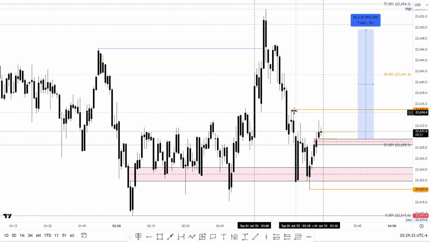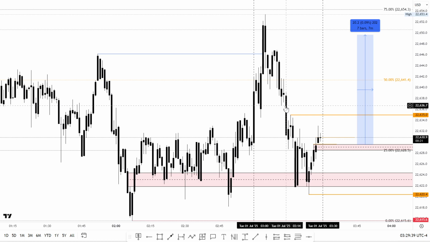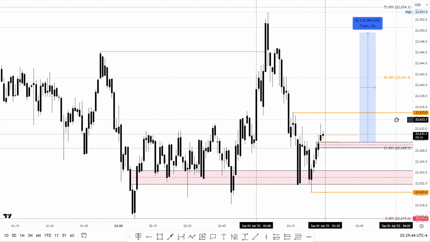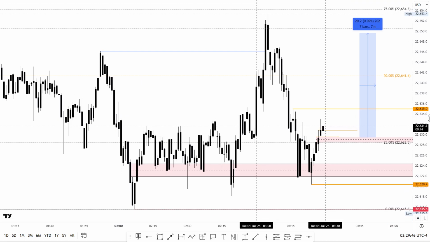Preferably, I would love 0330 to expand higher for a turtle soup, but I think it has done enough. Personally, I would just love a wick here. Then I would take that short. But no wick, I don't feel comfortable with it just yet.